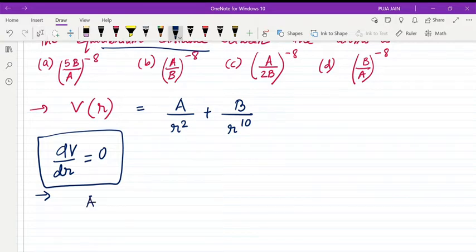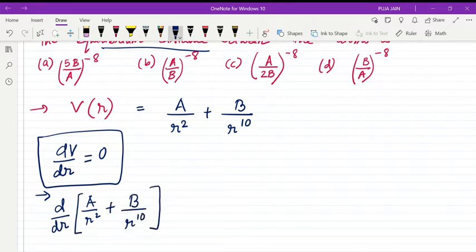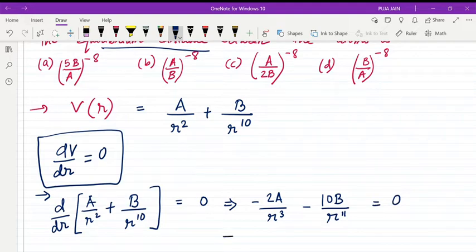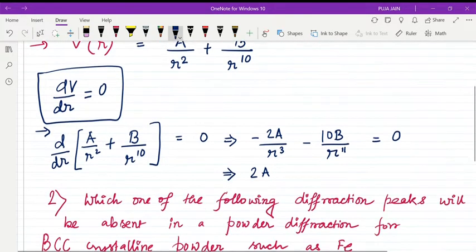So for the equilibrium distance between the atoms, dV/dr, that is d/dr of a by r square plus b by r to the power 10, is equals to 0. Now this r to the power minus 2 gives us minus 2a r to the power minus 3, minus 10b r to the power minus 11, that is equals to 0. So if we take the minus sign common, we will get 2a.